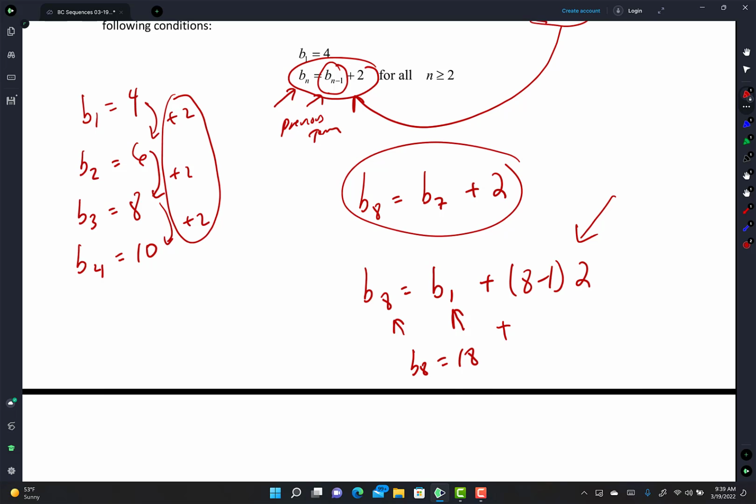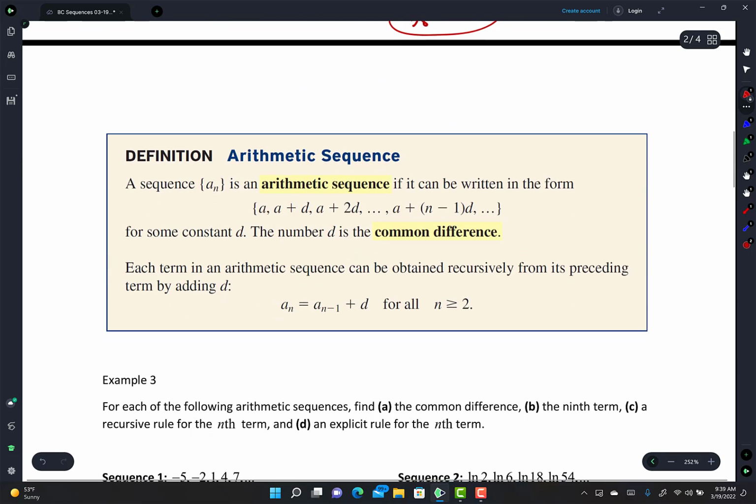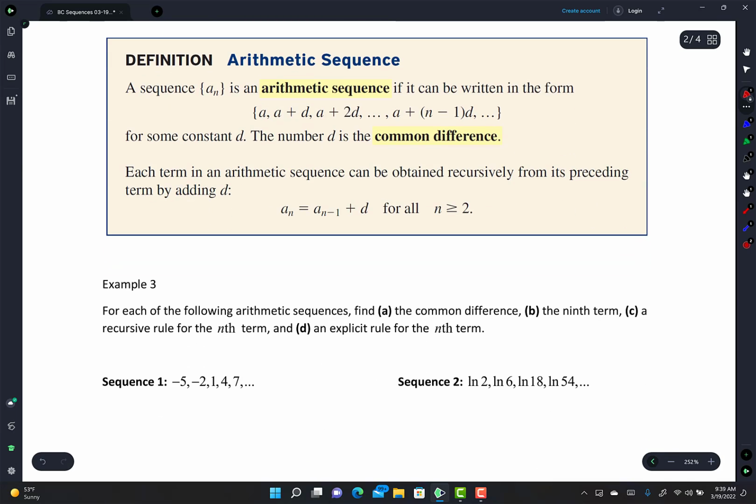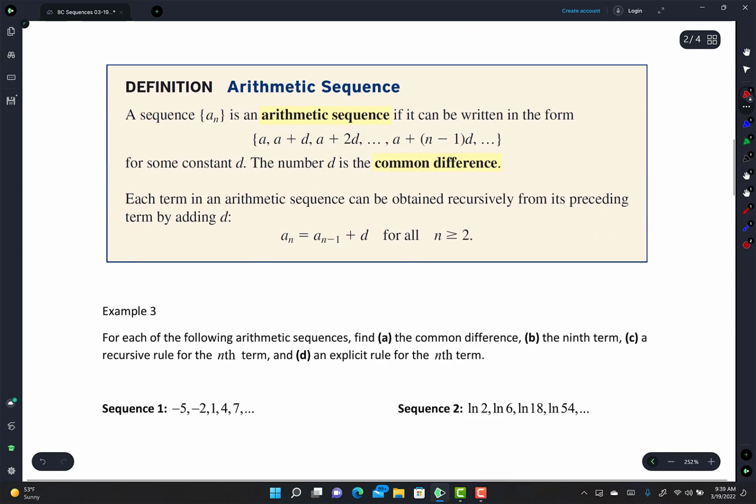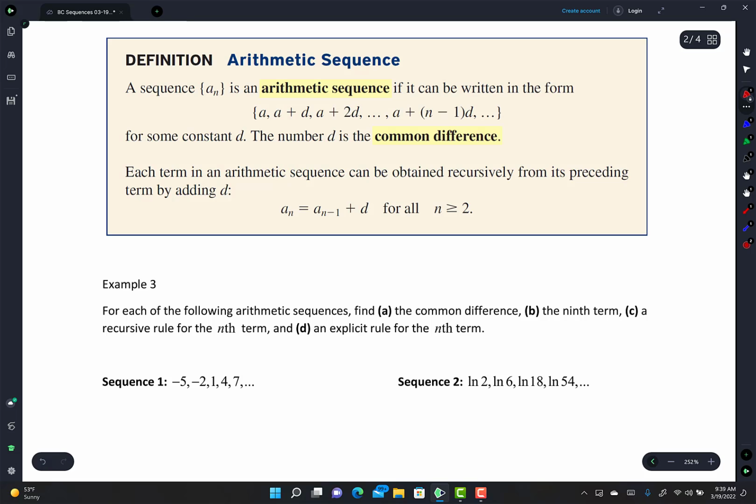Okay. Awesome. All right. What we just did is called an arithmetic sequence. So every time there's just a difference of something and you're just adding or subtracting a number, it's an arithmetic sequence. And that's what this is saying.